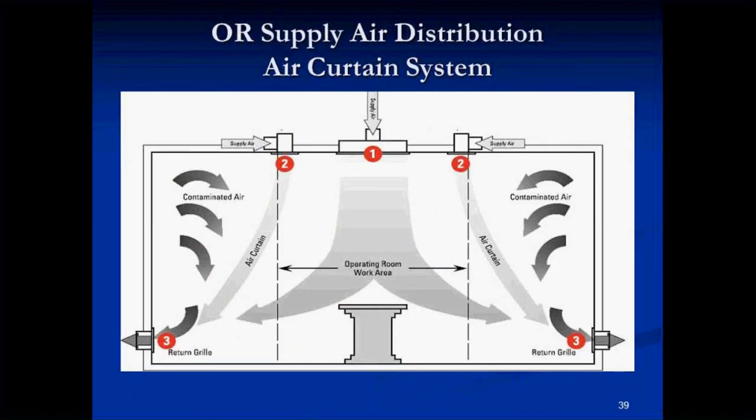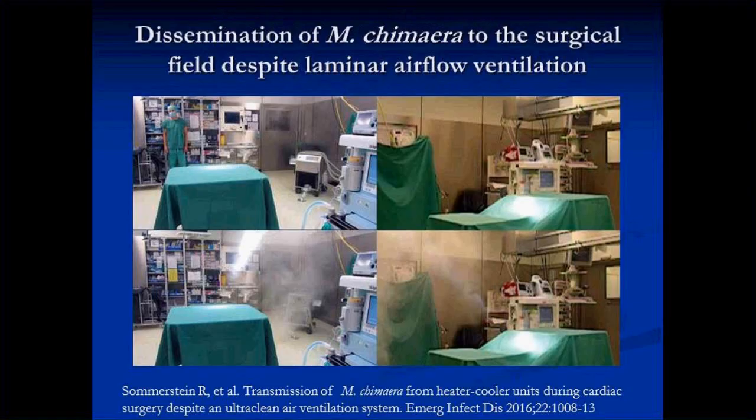You would think that this should be a relatively minor issue because patients in the OR, we hope, are being protected from airborne organisms through the air distribution supply. There's an air curtain that surrounds the patient. You can see air coming in from above and spreading out around the patient. So air that's coming in from the side should not enter that air curtain, and your patient should be protected from things like coag-negative staph and other organisms floating into the operating field.